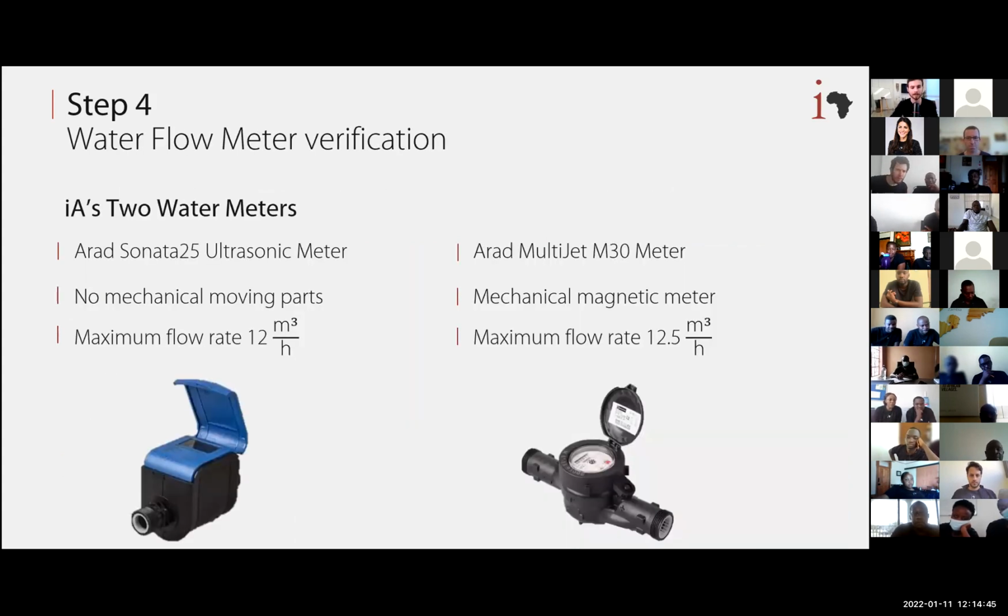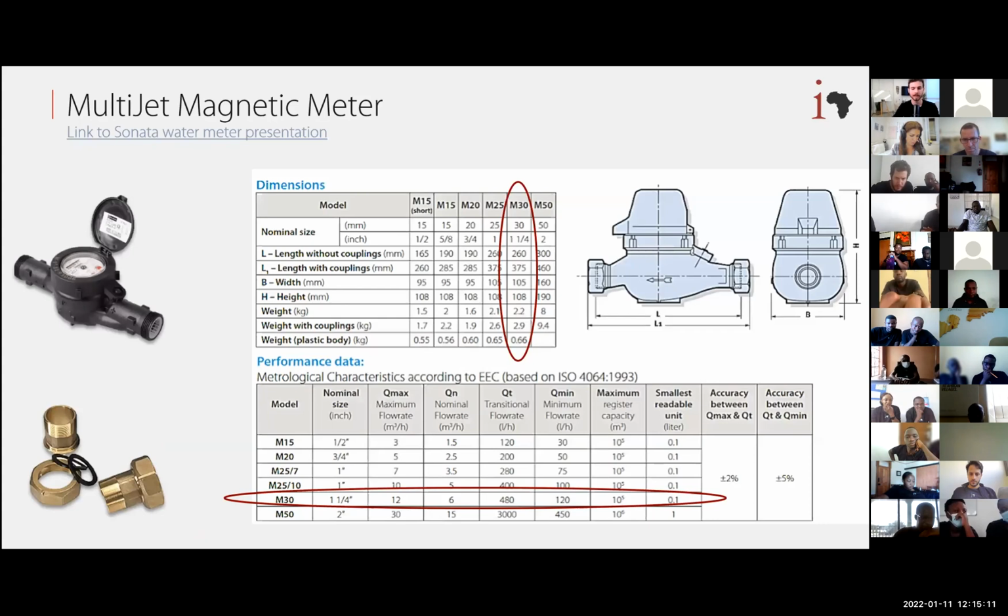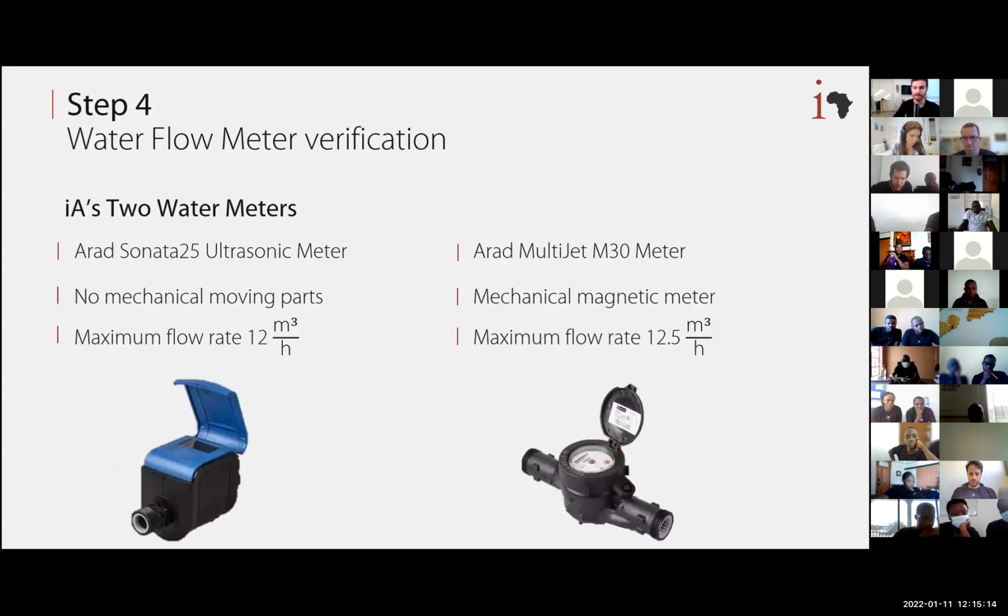Now, the second thing is the water flow meter verification. In Innovation Africa we use 2 Israeli water meters that we supply to you. The first one is the Arad Multijet magnetic meter, a completely mechanical meter. And the second one is the ultrasonic meter, which doesn't have mechanical moving parts. Just to make sure, we will use both of the water meters. The fact that you got the ultrasonic meter doesn't mean that we don't use the magnetic meter, because it's a really good meter, and you will get it also in the following deliveries.